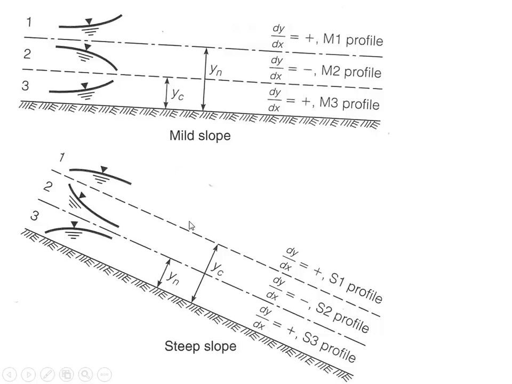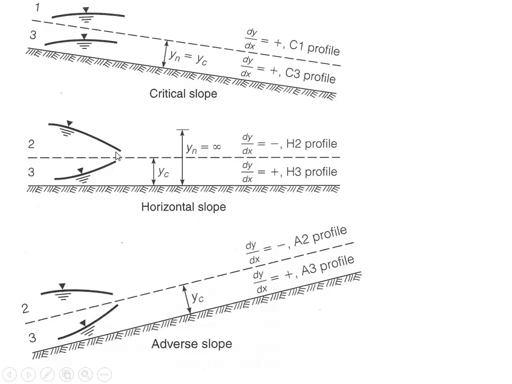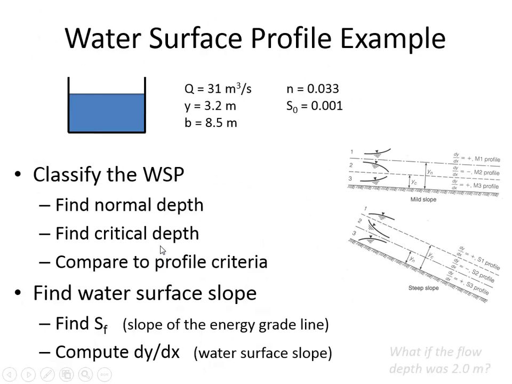I mean, the adverse slope, a critical slope, or a horizontal slope, those don't happen very often. Usually the slope will be either mild or steep. So here are the other three cases. I'll let you look over those. But I'd like you to try out this water surface profile example. You can work with a colleague on this one.